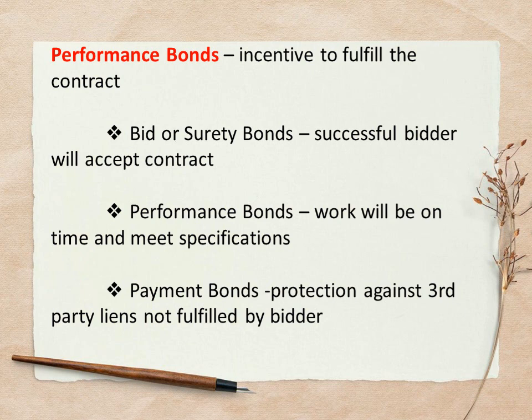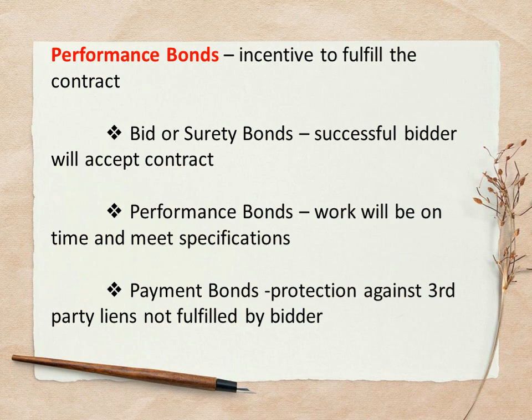Bid or surety bond. Successful bidder will accept contract. So, bid or surety bonds. These are mura siya kwarta nga ihatag nimo or cash and cash equivalent kay mga notes. Kung dili ka mosunod, dili ka mo deliver, kuhaon sa buyer ang imong performance bond. Performance bond work will be on time and meet specification. So kung dili ka mo deliver on time, di ka mo meet sa specification, mao na siya ang performance bond. Payment bonds, protection against third-party liens not fulfilled by bidder.